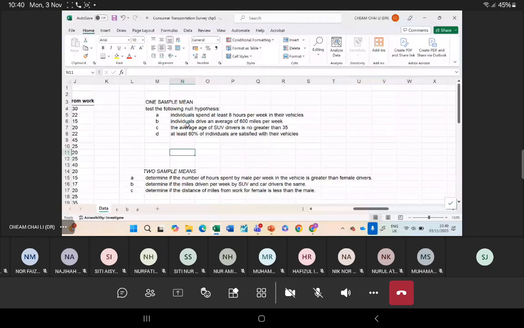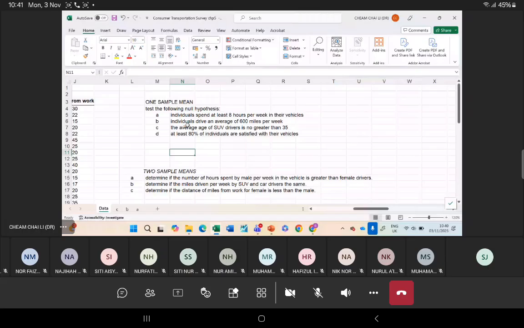Okay, now we want to look at two sample mean. For two sample mean, first check on the items. Then next we need to look at what the question is. You see we have this: determine if the number of hours spent by male per week in the vehicle is greater than female drivers.